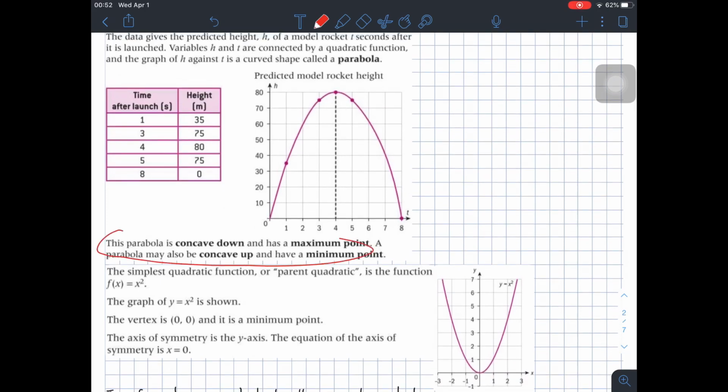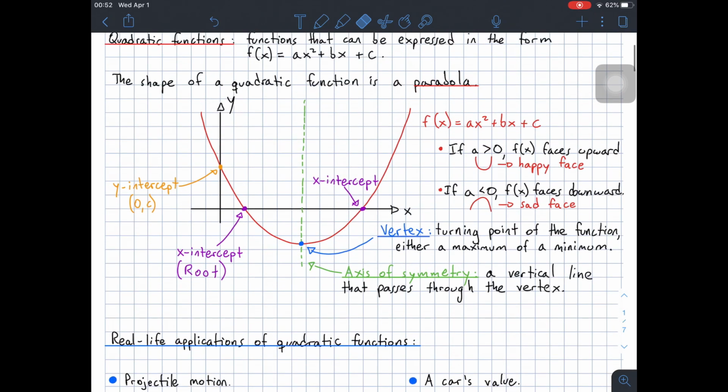Then it says this parabola is concave down and has a maximum point. So in this case, this is a maximum point over here. This is the vertex of the parabola. This is the axis of symmetry, okay? So the parabola is concave down and it has a maximum. A parabola may also be concave up and have a minimum point, which was this example over here, right?